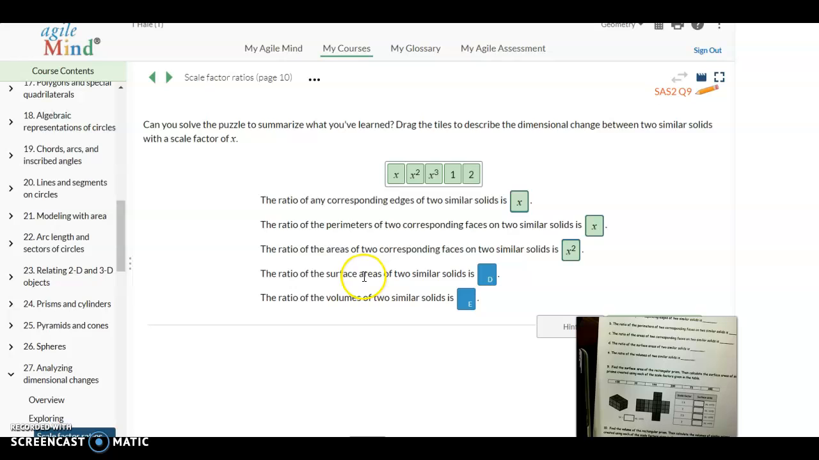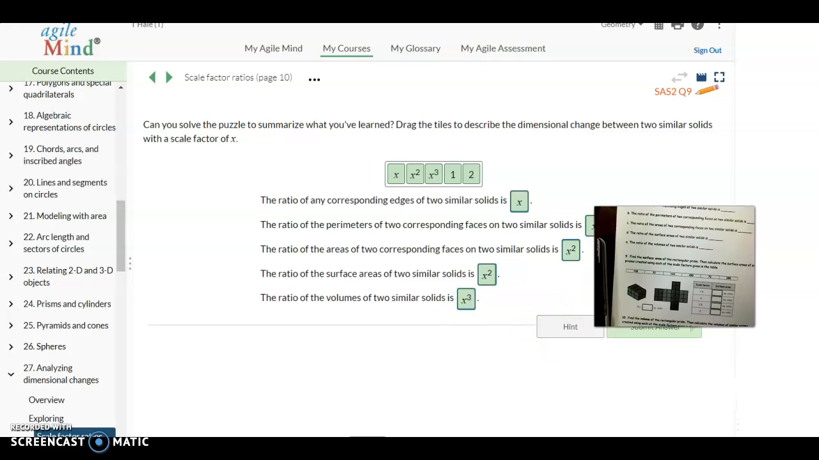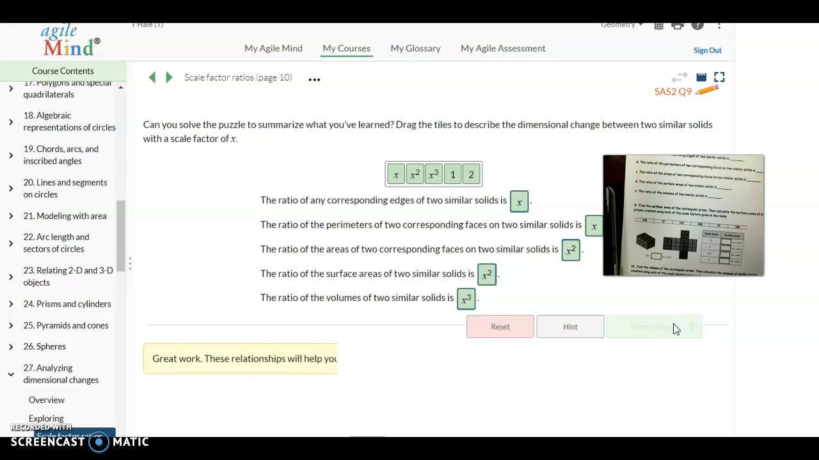Surface area is also squared units. So we're also going to take that linear scale factor and square it for surface area. Volume is cubic units. So we're going to take that scale factor and cube it. So we would have x cubed as our ratio for the volumes. So there are our answers for number 8.